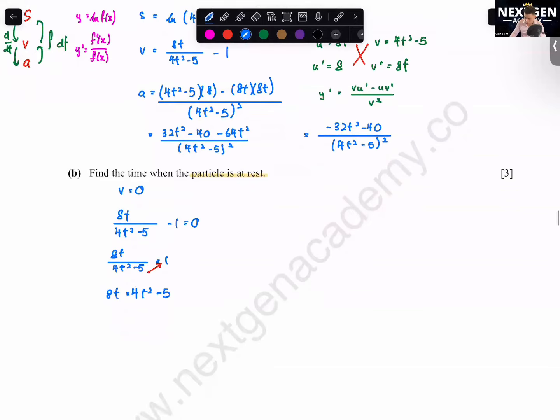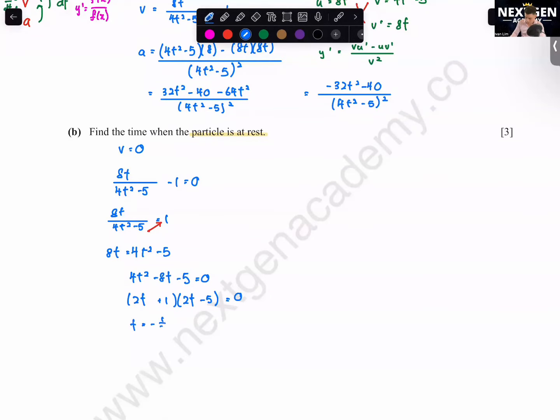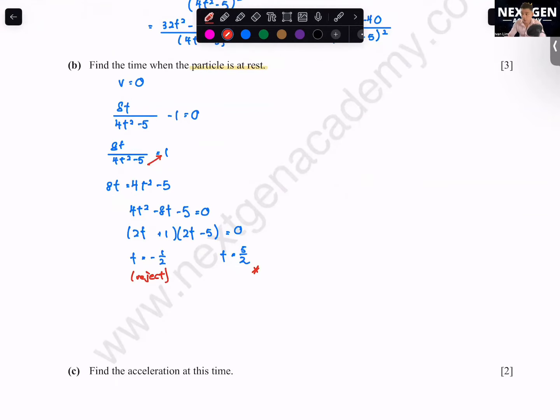Okay, then we make it to a quadratic equation. 4t squared minus 8t minus 5 equals to 0. Then we factorize this: 2t plus 1, 2t minus 5 equals to 0. t is negative 1 over 2. t is 5 over 2. Time cannot be negative, so we're going to reject this one. This is the only answer. t equals to 5 over 2.